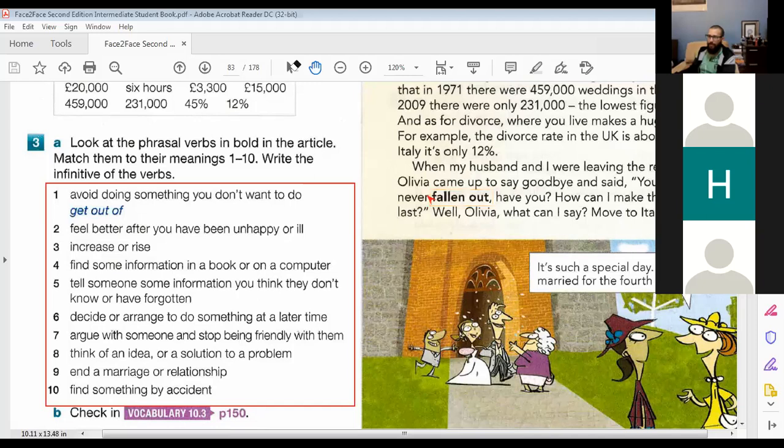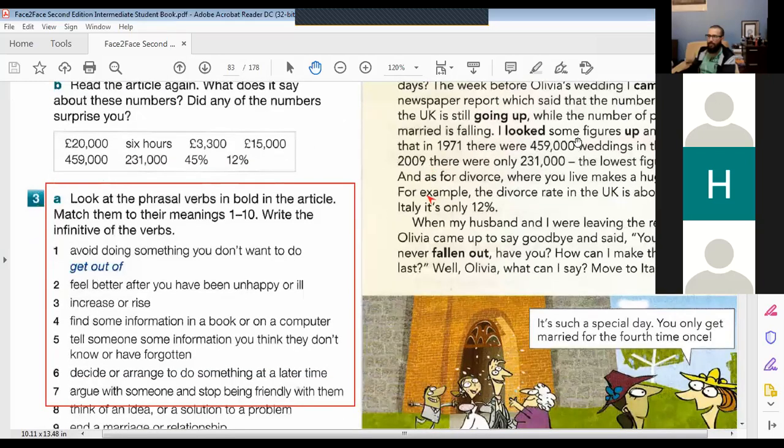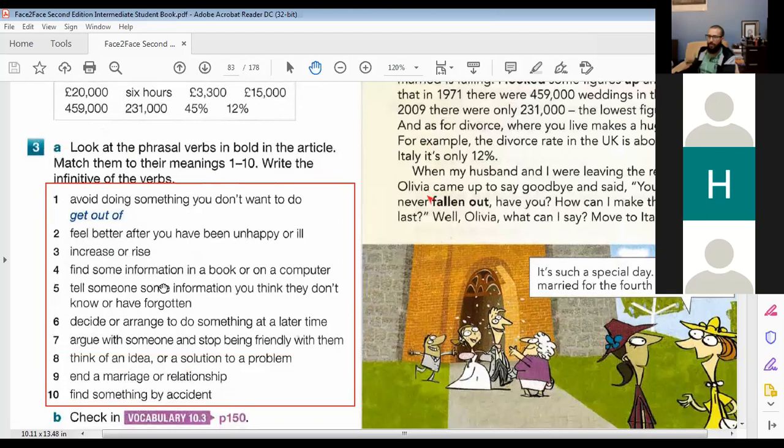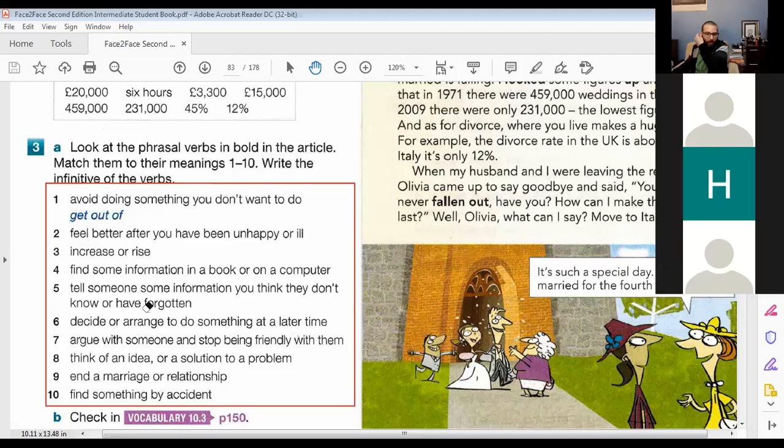Okay. Now, what about another one? Looked up. I looked some figures up. Looked up. So what do you think? Number 4. Find some information in the book, or in the computer. Yes, so this is the meaning of looked up. Okay, so looked up is number 4.